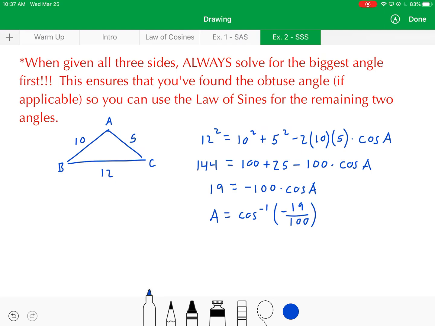All right, and think about this. You're taking inverse cosine of a negative value. That is going to put the angle in quadrant 2, right? And if it's in quadrant 2, it's an obtuse angle, okay? So let's see what we end up with here. Inverse cosine, negative 19 over 100, 101 degrees, 101.0 degrees. Okay, so let's fill that in.